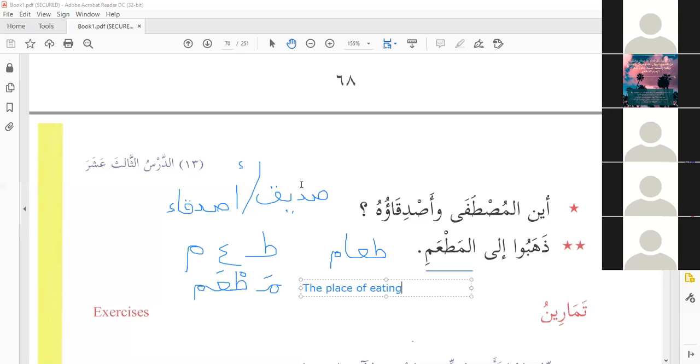Maktab, the place of writing. So basically what we're looking for, if we're going to isolate the phonetic pattern, it would be on the pattern of maf'al, the place where something happens. Mesken, the place where you repose or you rest. Maktab, the place where you write.